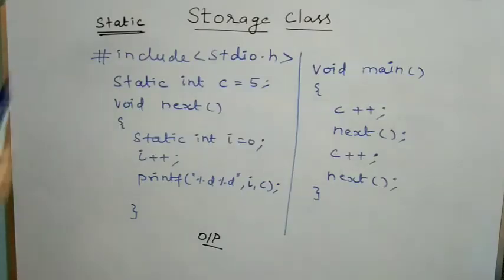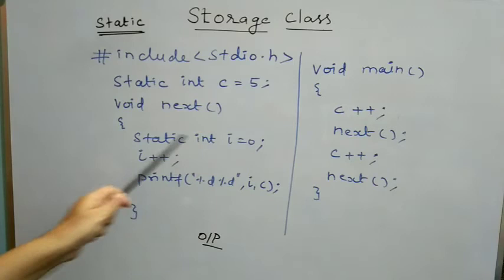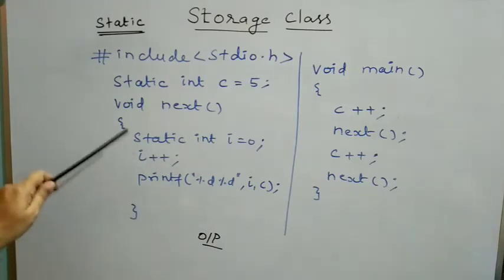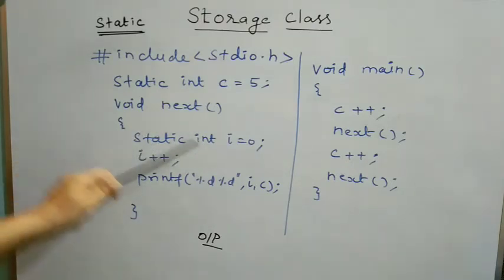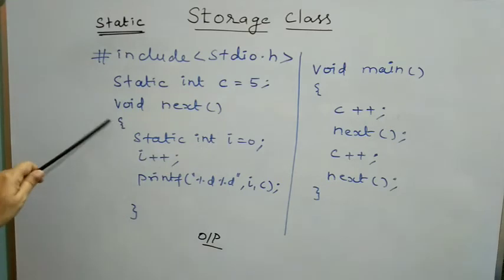So the next one is the static access specifier, or static storage class. Static can either be local or global. When we define and declare a static variable inside a function or a block, it can be accessed only within the block where it has been defined. So i is a local static variable which can be accessed only within this function next.